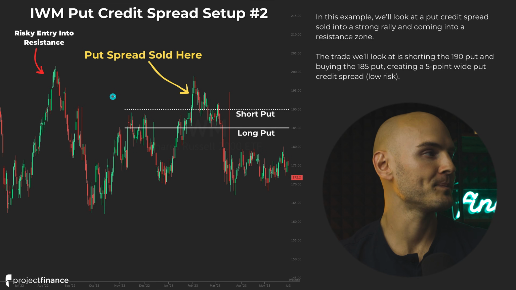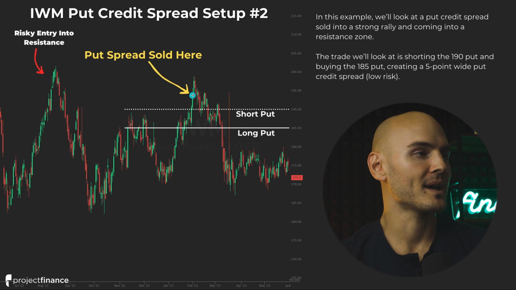Now let's go over an unprofitable put credit spread position that was entered at a relatively risky time. We're going to go back to IWM, but instead we're going to enter a put credit spread when IWM is around $195.